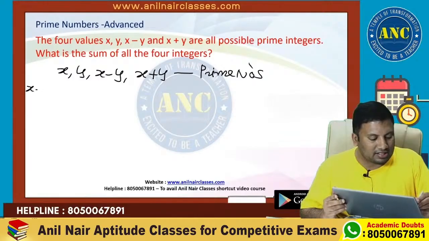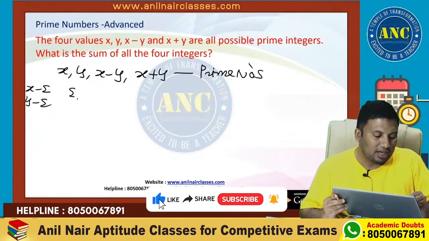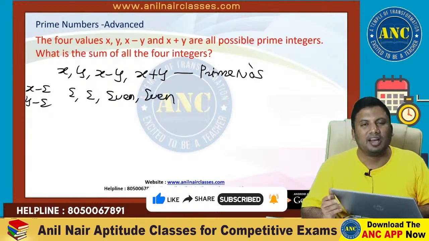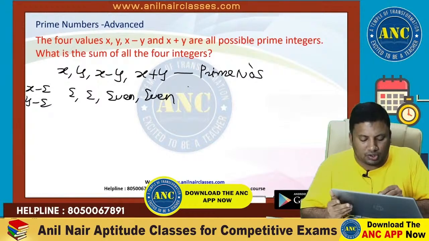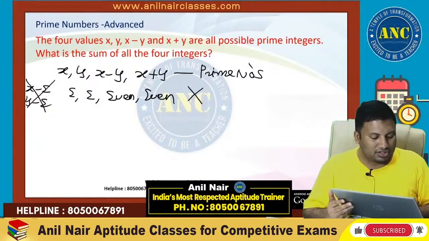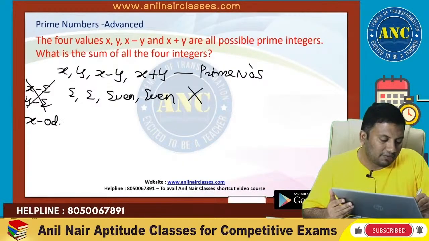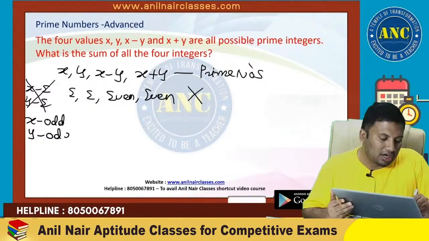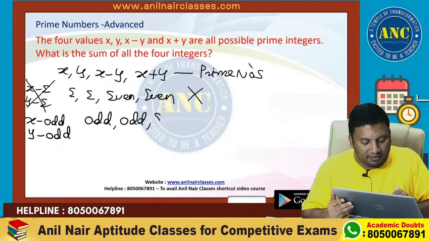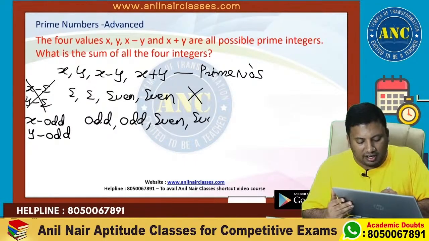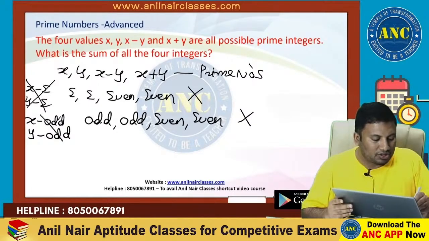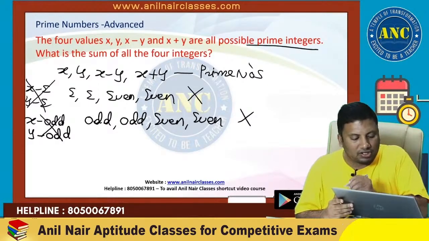Now see, if x is even and y is even, then even minus even, even plus even. In a prime number set, only one number can be even. But it is telling that x and y both are even, so both even cannot be possible. If I take both as odd, x is odd, y is odd, then odd minus odd is even, odd plus odd is even. There cannot be two different prime numbers which are even. Second case, not possible.